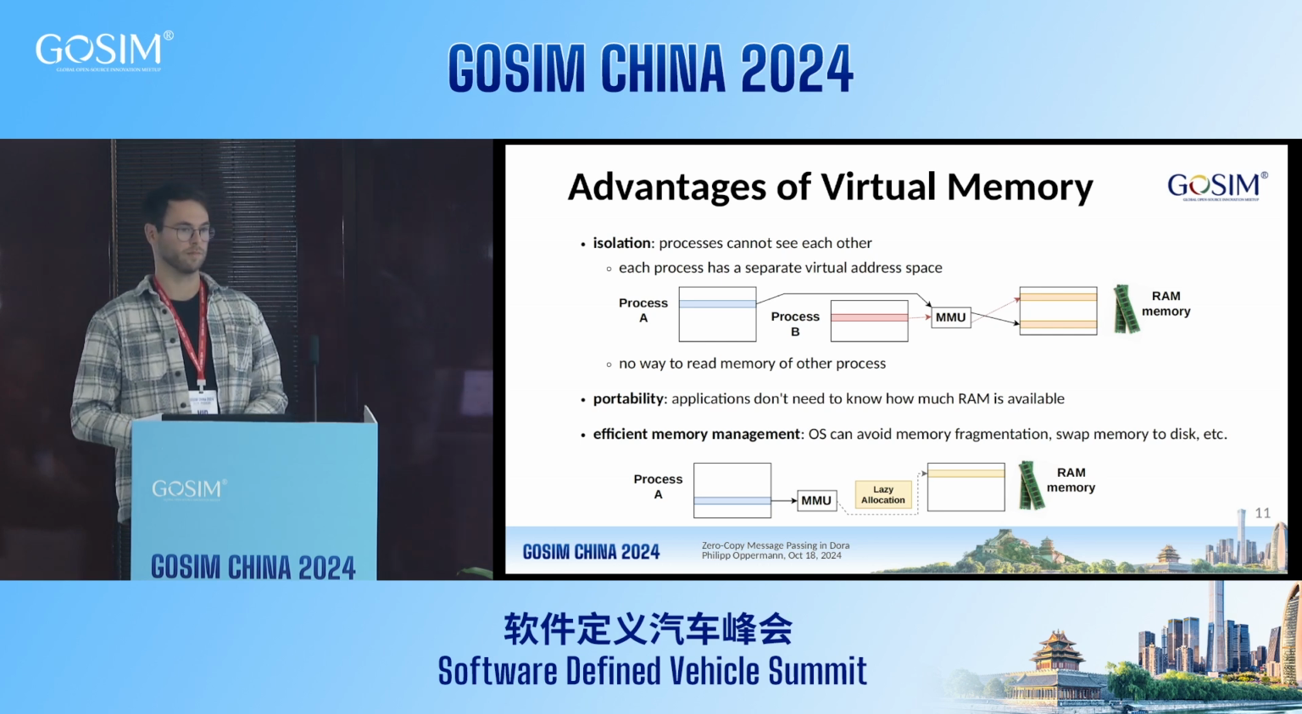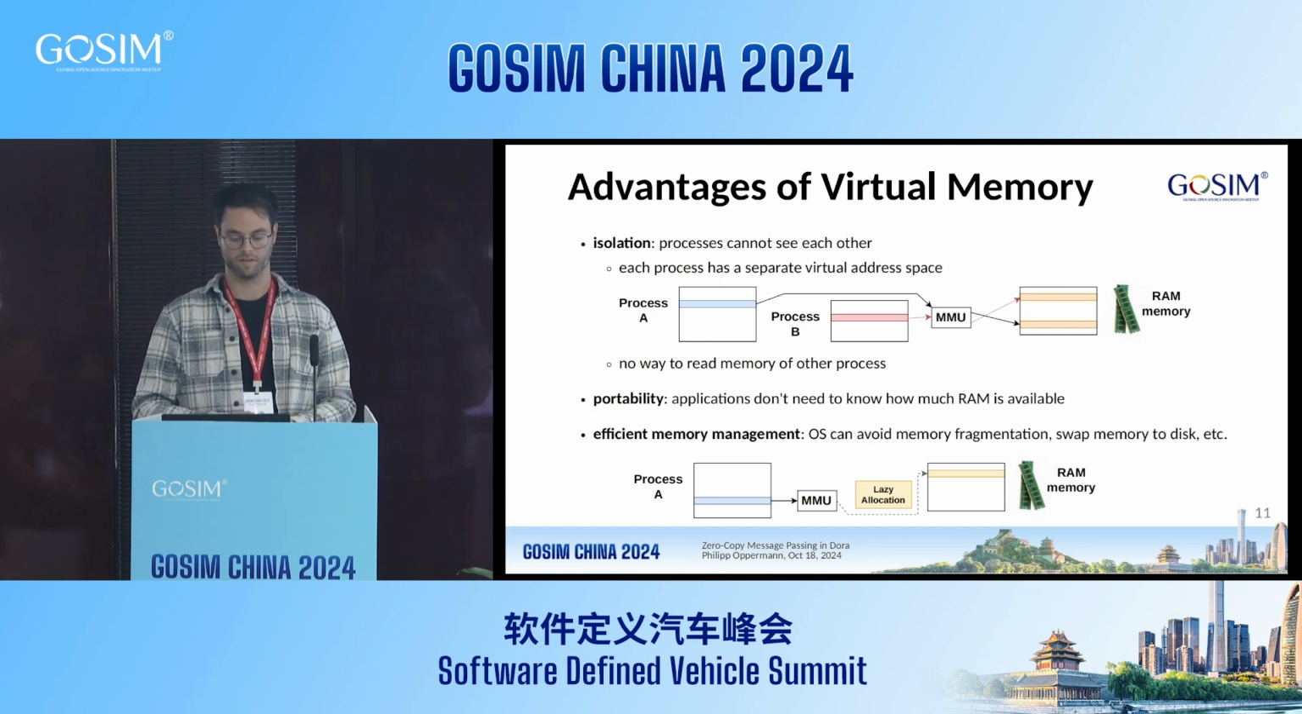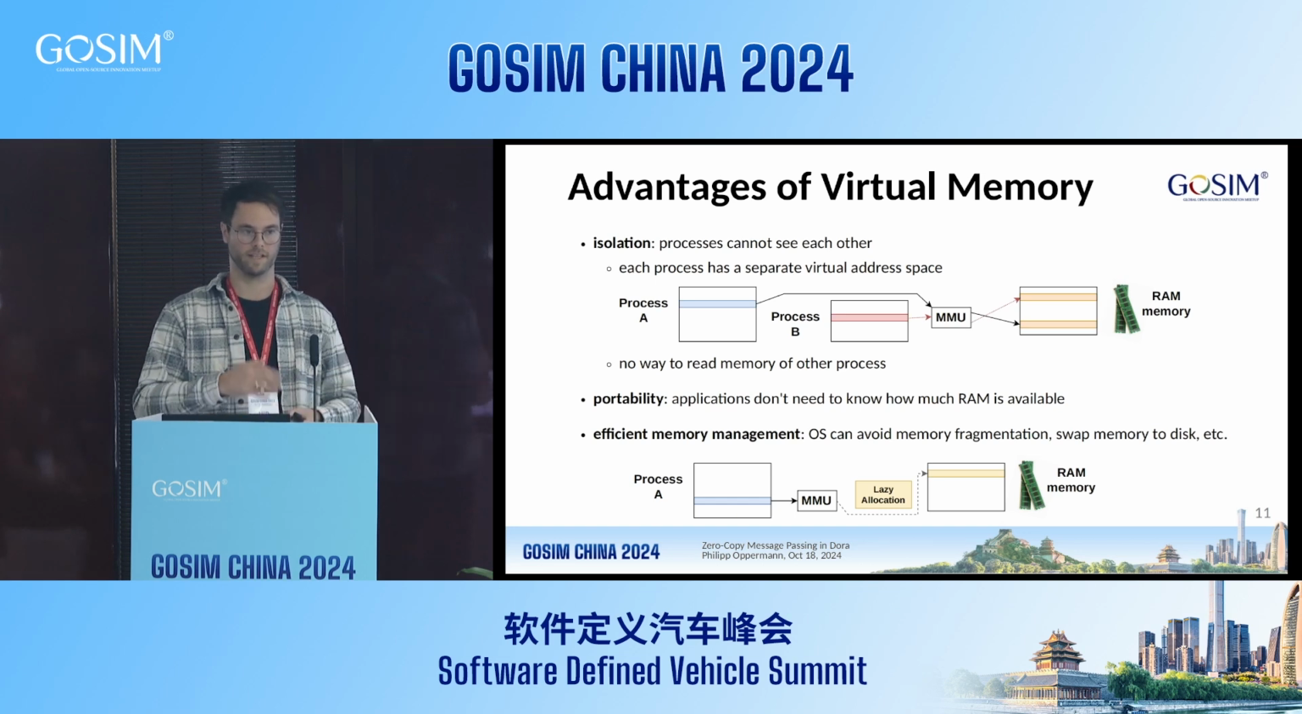And the operating system can also use that insight and that power to do efficient memory management. So it can reduce memory fragmentation, swap parts out to disk if the RAM becomes too full, or it can do some lazy allocation, where if you allocate a big chunk of memory, the operating system does nothing, and only when you access it does it really select some RAM to back that memory.